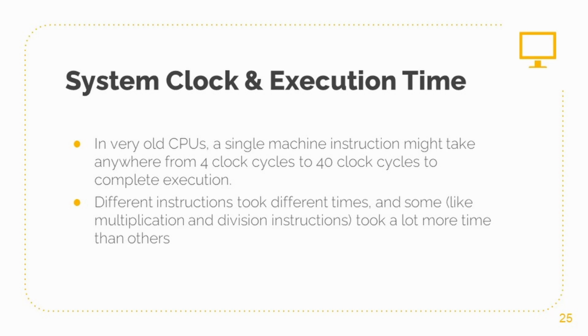3. Resource contention. Early CPUs had limited resources, such as functional units and registers, which could become bottlenecks during instruction execution. Instructions that require access to these limited resources may experience longer execution times if they need to wait for them to become available.